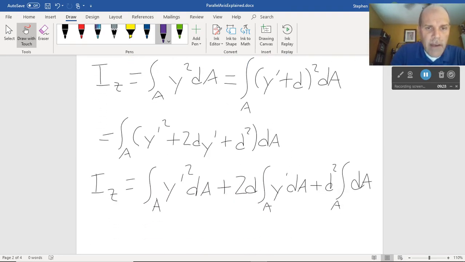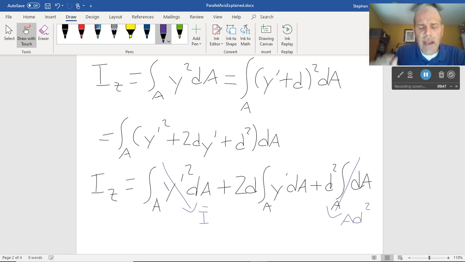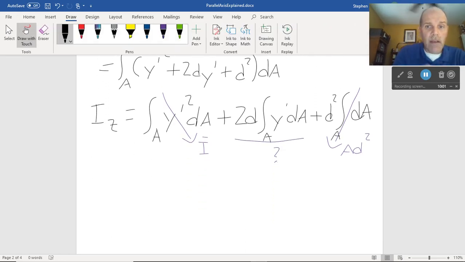Hey, well, this is what we called I bar. Well, the integral over the area of dA is just the area, right? So this term here is just area times d squared. And now what I have to do is figure out what this thing is. Because if I can figure that out, I've got this whole thing figured out, and hopefully it'll be some kind of nice, easy equation to work with.